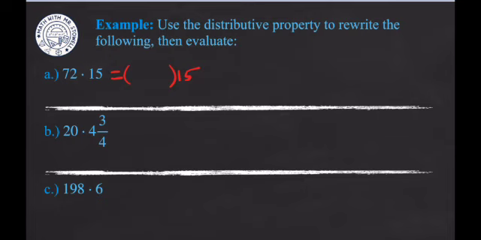72 is 70 plus 2, right? So 70 plus 2 can go on the inside. That's going to be a whole lot easier to solve versus going 72 times 15. Break it apart. Make it easier steps for yourself. So now what we can do, we can just distribute that. So this would be 70 times 15 plus 2 times 15.